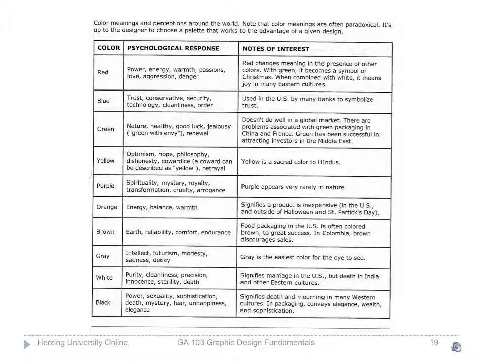Here we see a chart that gives us colors and their psychological response. We also see listed notes of interest about a particular color. For example, brown. Brown is known to represent the earth, reliability, comfort, and endurance. However, it is found that food packaging in the U.S. is often colored brown to great success. In Colombia, brown discourages sale. Interesting.